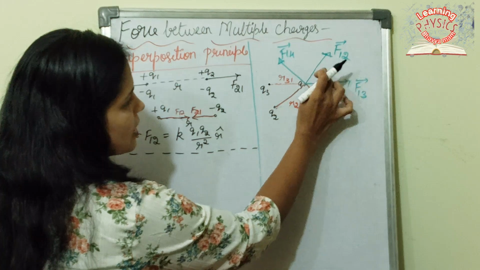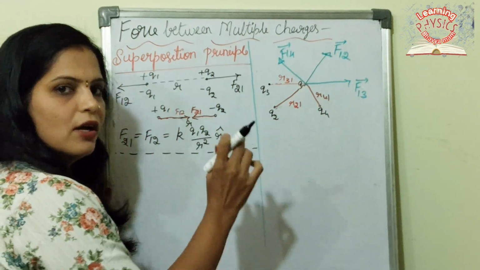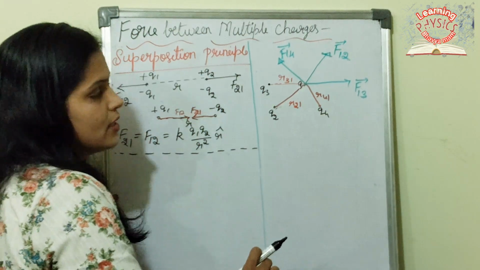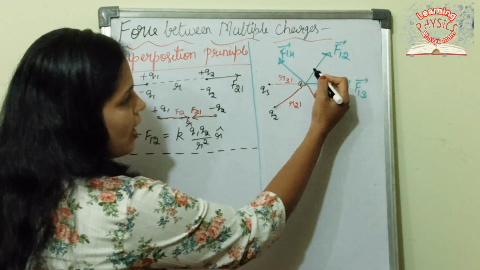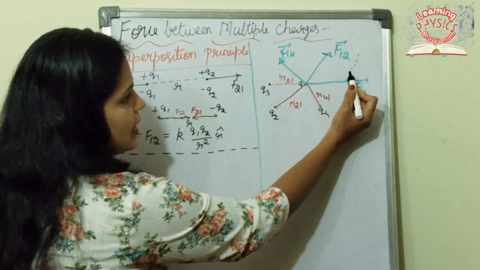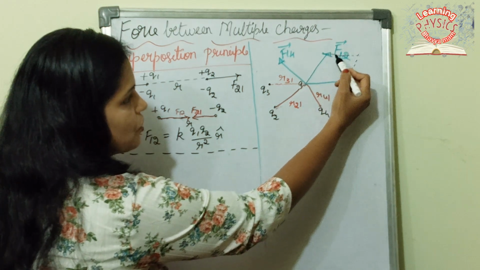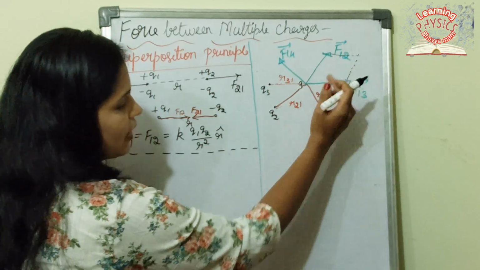So you take these two forces, and last year we studied vector addition by drawing a parallelogram. Now we need to draw a parallelogram by taking these two as adjacent sides. Complete the parallelogram by taking this side parallel to this, and join this so that these two opposite sides are parallel. Can you see one parallelogram here?